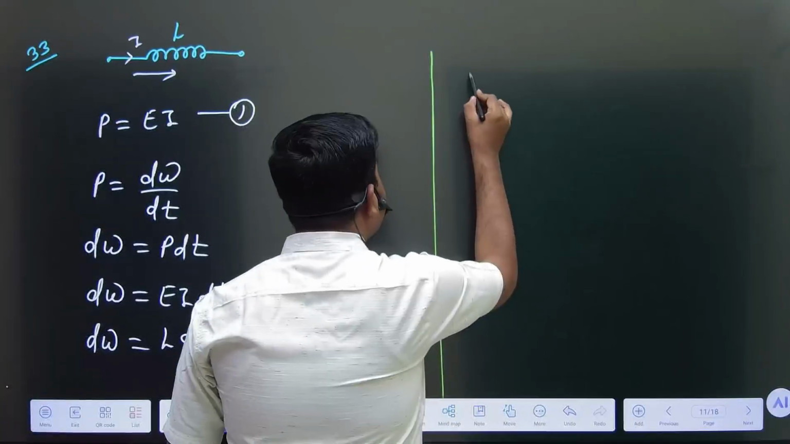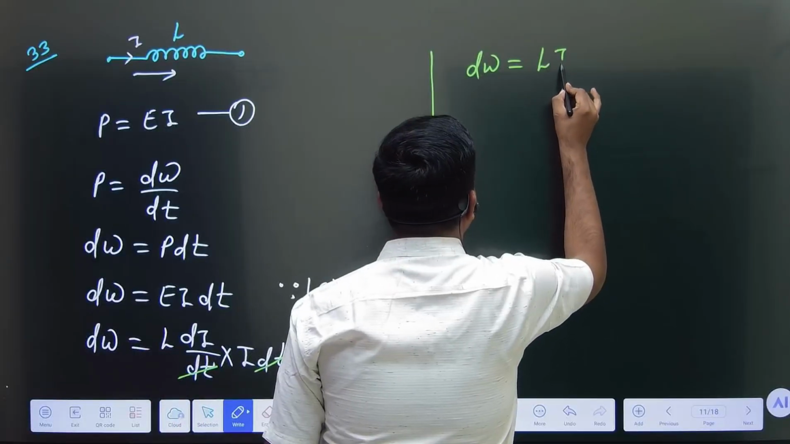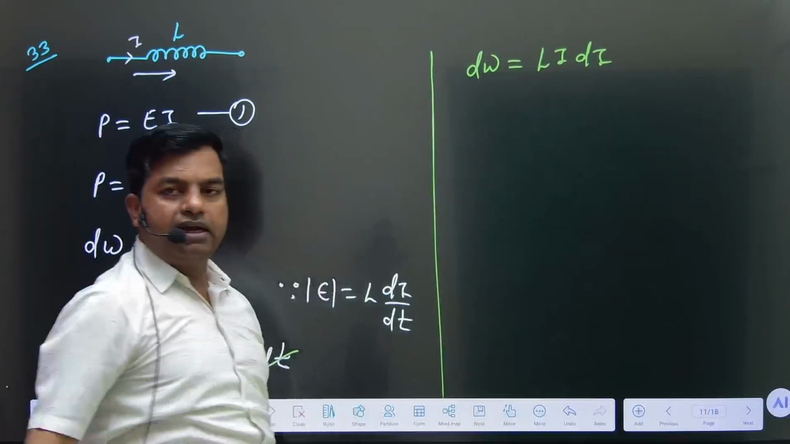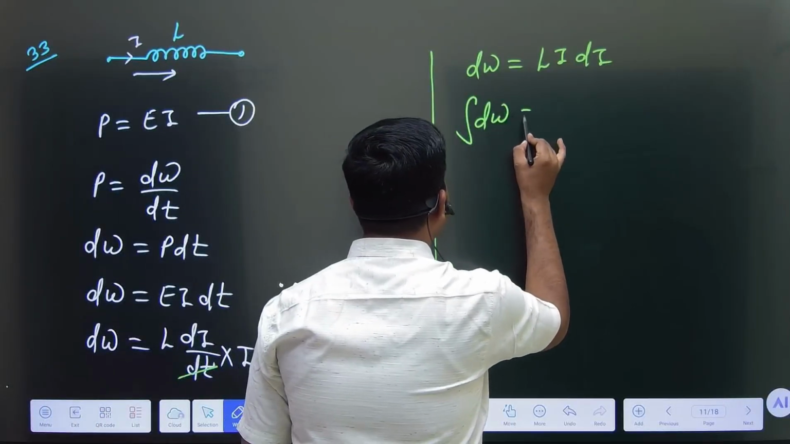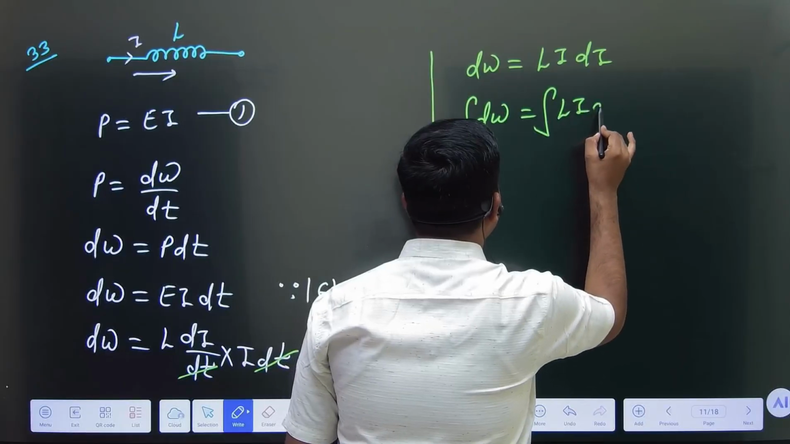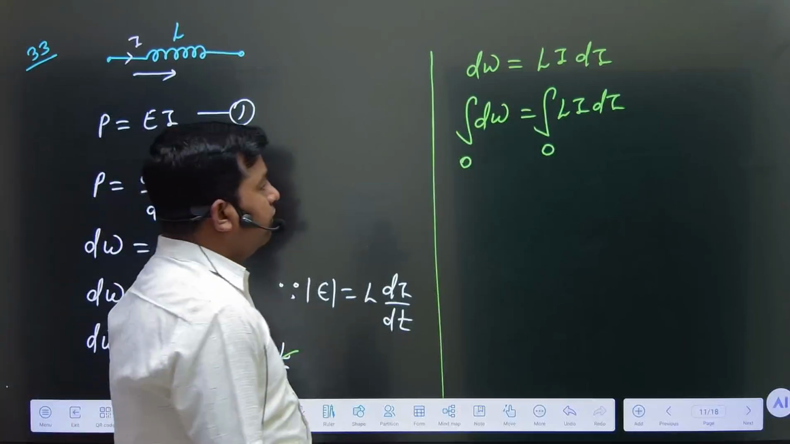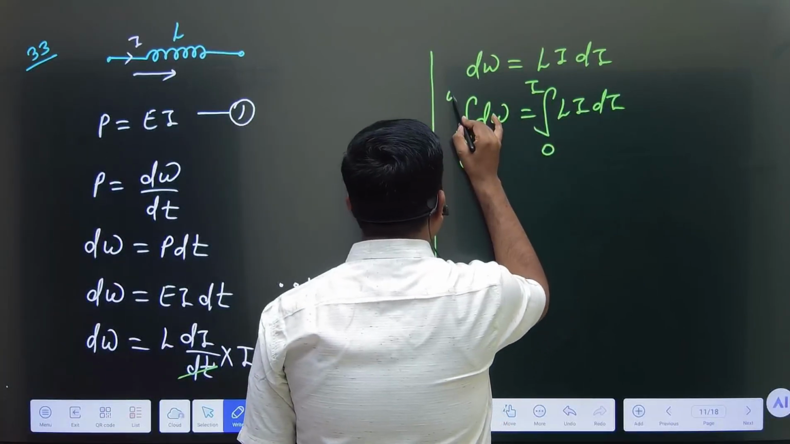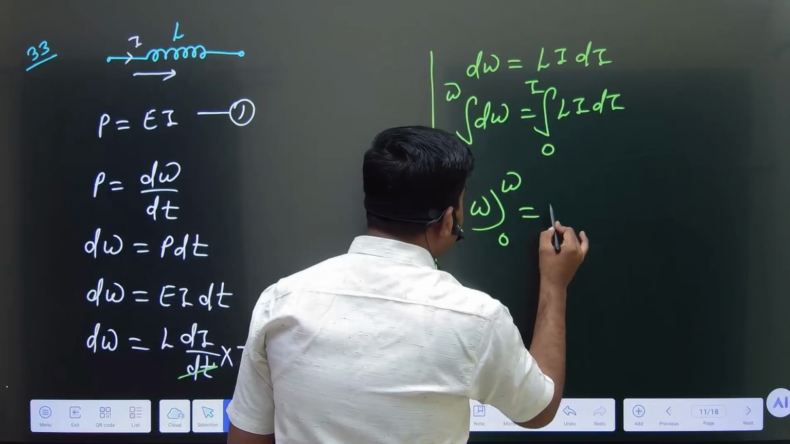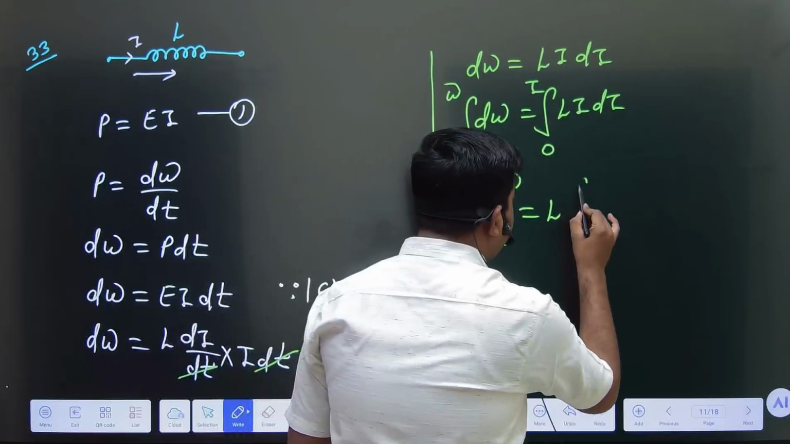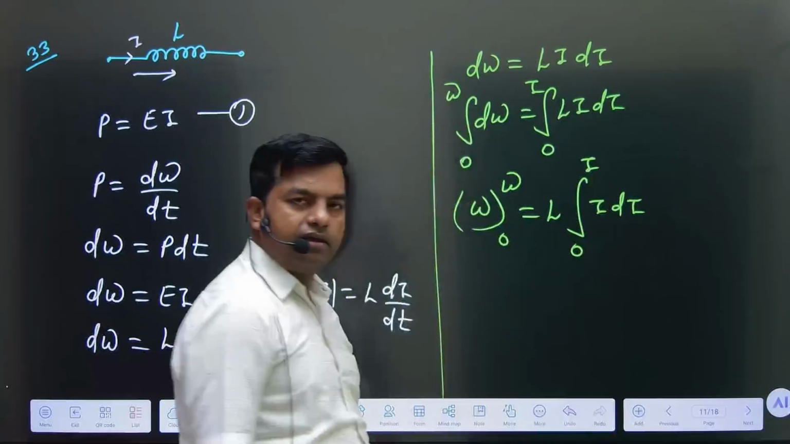What is the work done? Work done is dW equal to Li di. Clear to you? On integrating both sides of the equation, integration of dW equal to integration of Li di. When current in the circuit is 0, work done is 0. When current I is passed in the inductor, work done is W. So the integration of dW is W, with limits 0 to W. Here L is constant, and the integration of I di has limits 0 to I. Clear to you?